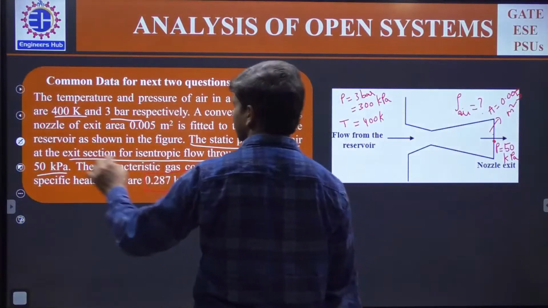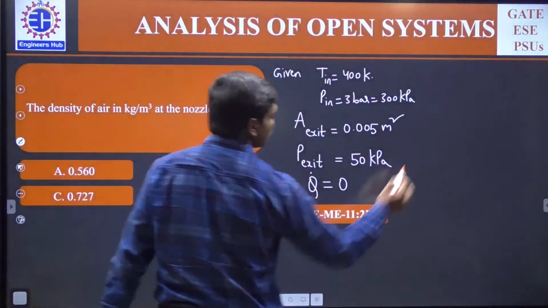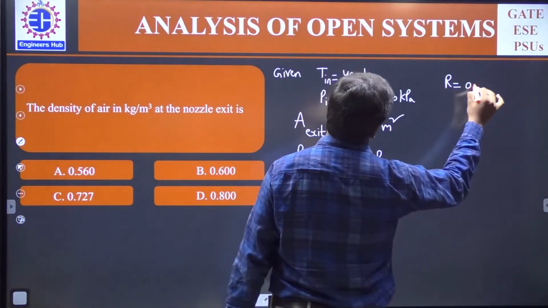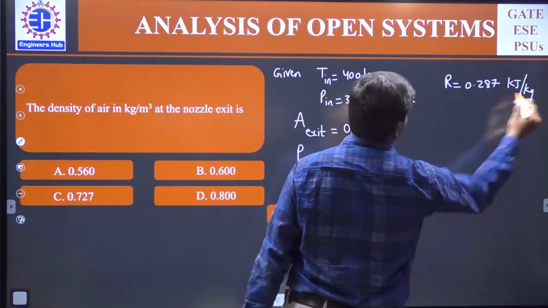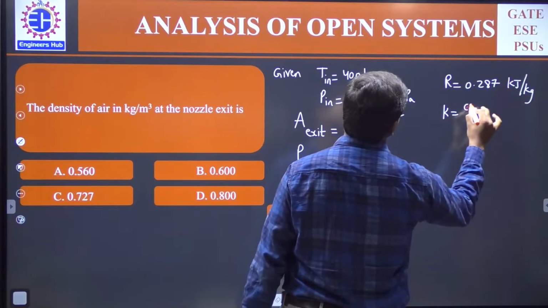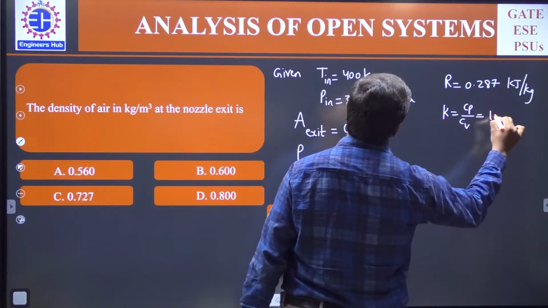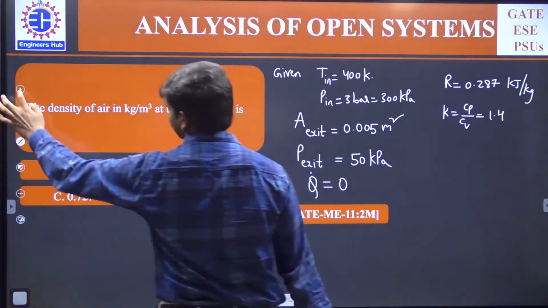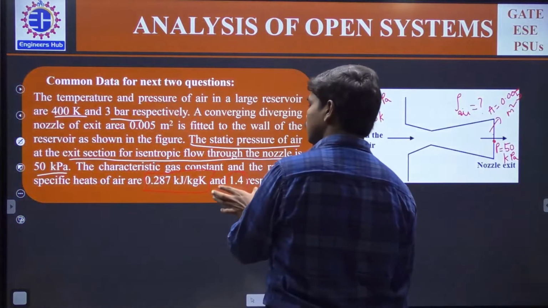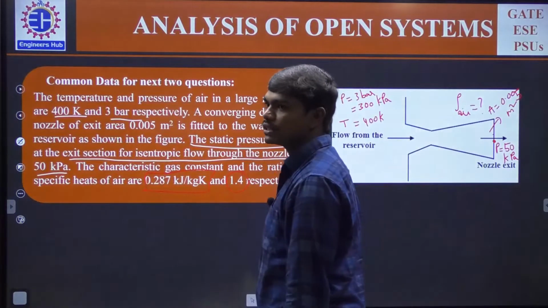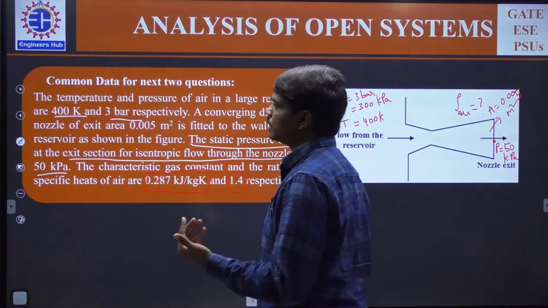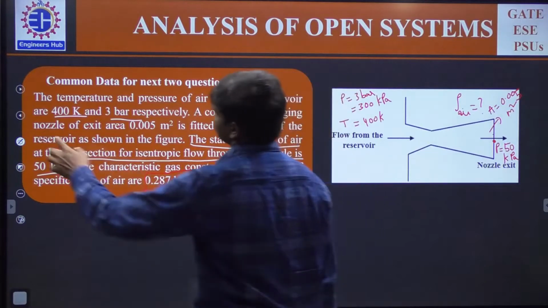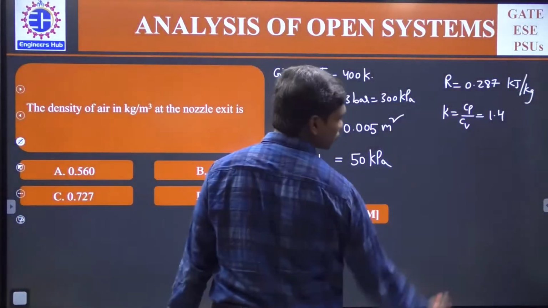The characteristic gas constant is 0.287. So R is equal to 0.287 kilojoule per kg K, and K, which is the ratio of Cp by Cv, is given as 1.4. You can ask me one thing here. They have mentioned the ratio of specific heats, but they didn't mention whether it is Cp by Cv or Cv by Cp. But I already showed you Cp is always greater than Cv for compressible fluids. So this is 1.4.